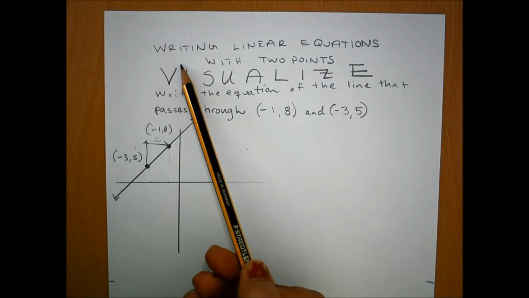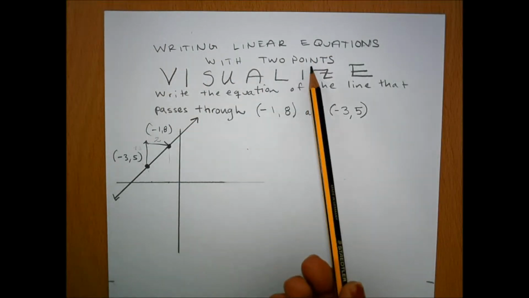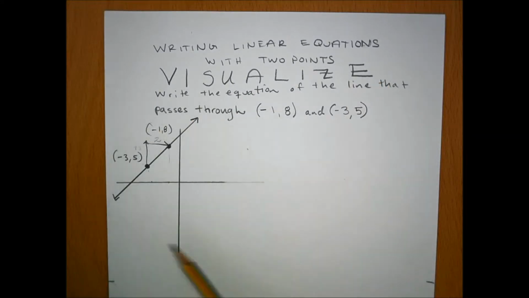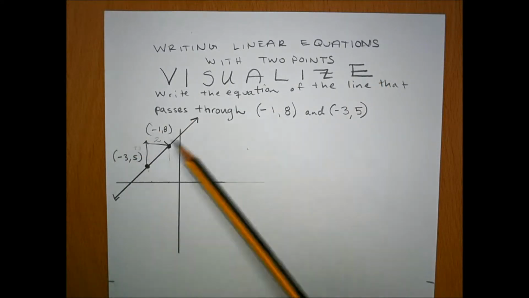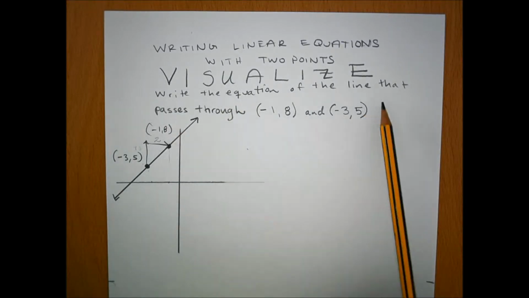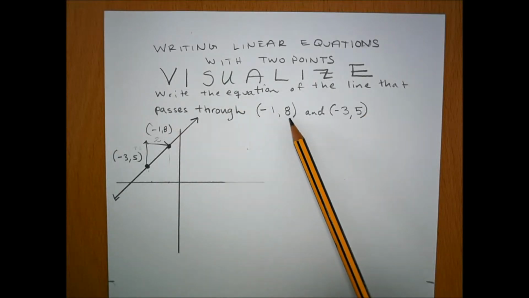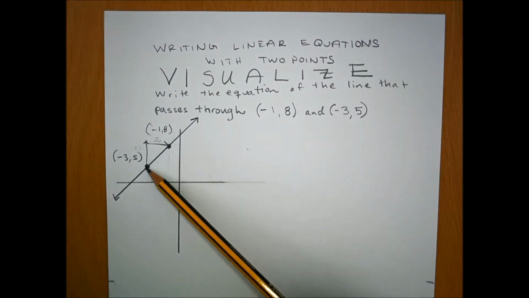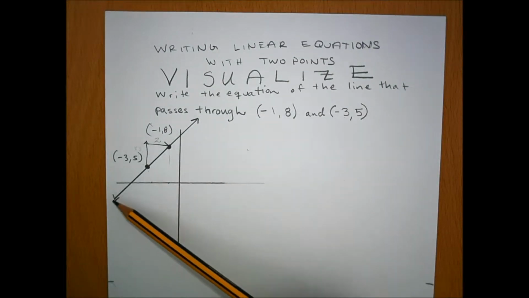In class, I showed you an example of writing a linear equation with 2 points. We visualized by drawing a picture of the situation before we went through the algebra. Let's look at the problem: write the equation of the line that passes through (-1, 8) and (-3, 5). The first thing I've done is plot the points and draw the line through.